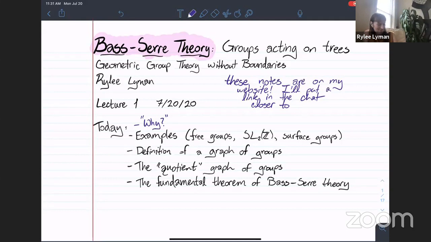Thank you all for coming. So I'm going to tell you about the Serre theory of groups acting on trees, which is some of the math that I like the most.